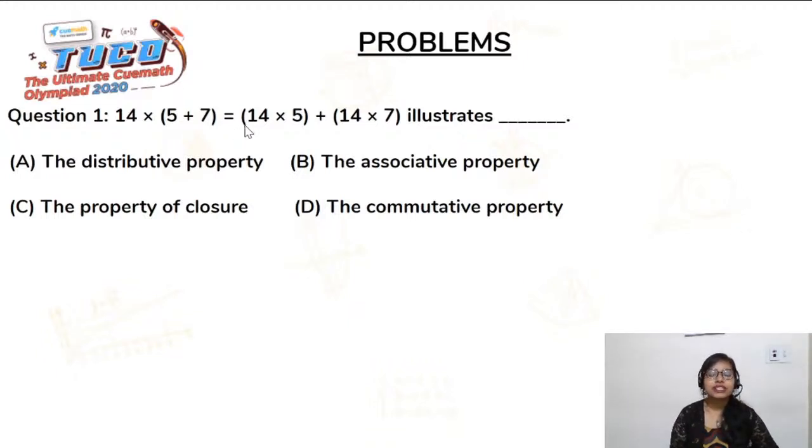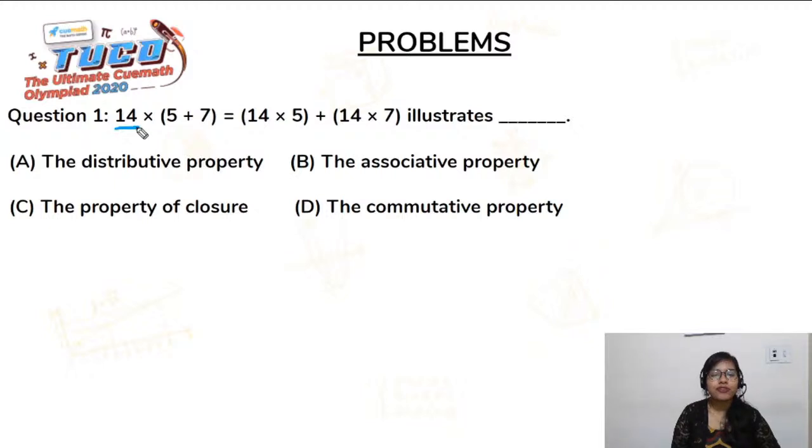14 times (5 plus 7) is equal to 14 times 5 plus 14 times 7. Illustrate which property? The first question itself is on property. So let's see who gives the right answer on this. Any answers, anyone? Well, we just learned some time back that whenever you have a number which is being multiplied outside a parenthesis, it is the distributive property.